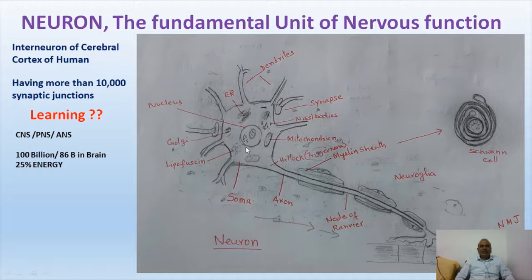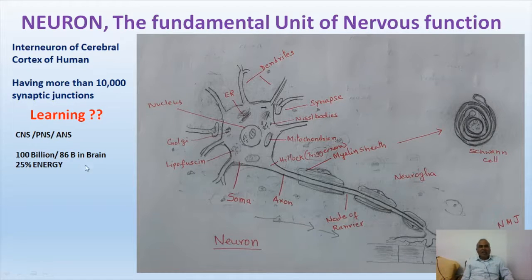Friends, we have now known the structure of a neuron. The structure of a neuron is very important knowledge we need to learn to understand its function, that means how it conducts the impulse.